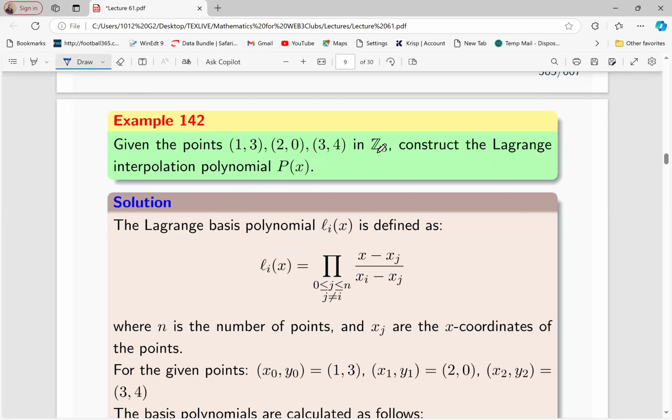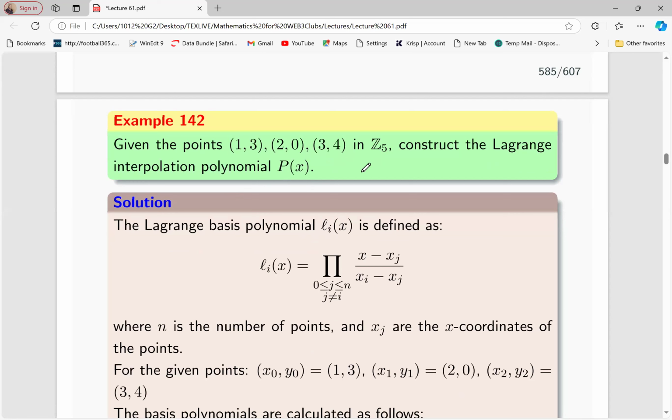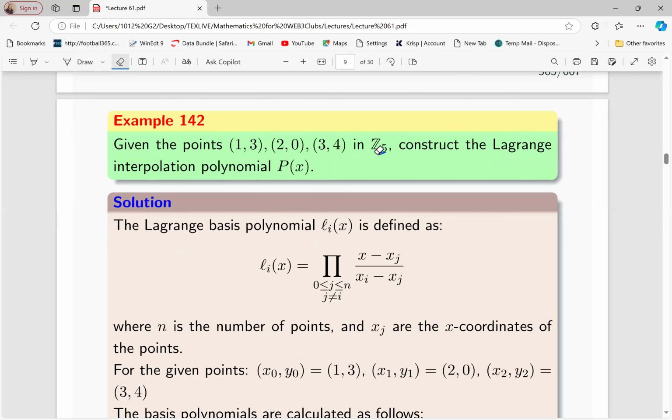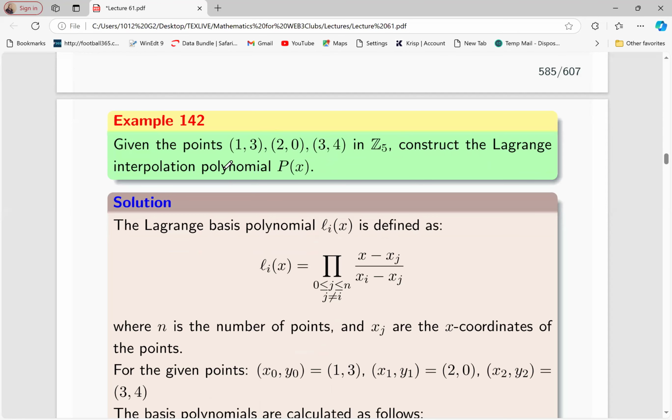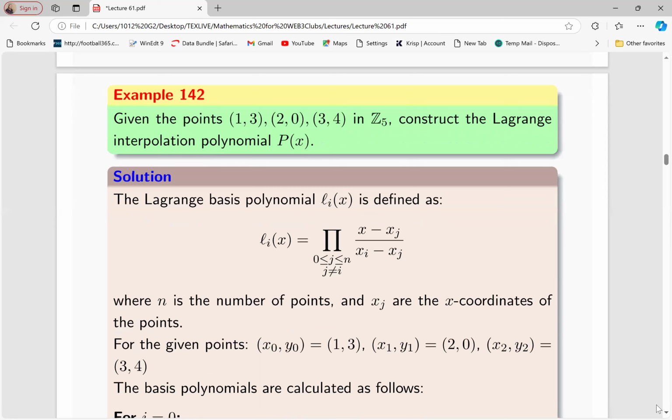I have 3 points. Again, it is mod 5. We can even change it to mod 7, mod 9, mod 13 or mod 17, where P is a prime number. We just want P to be a prime number, because in cryptography, prime numbers are very important to us. Doing it mod P, where P is prime, is very important. Otherwise, if you want, you can do it mod any other number.